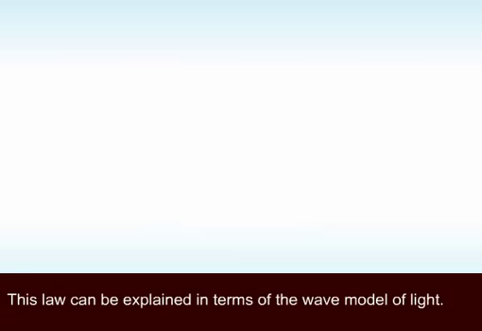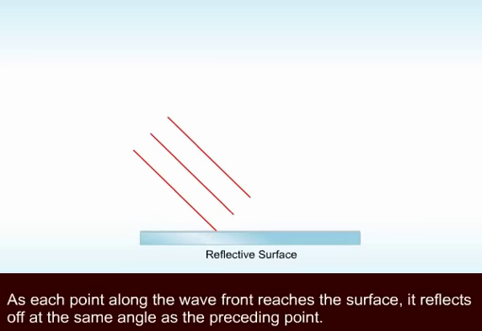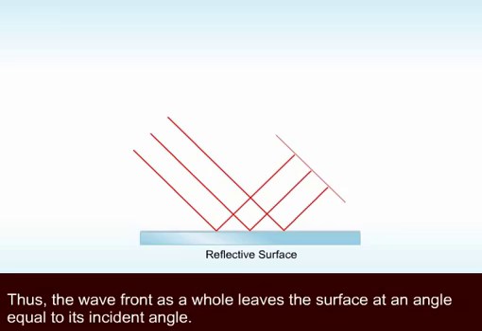This law can be explained in terms of the wave model of light. The animation above shows a wavefront of light approaching a reflective surface. As each point along the wavefront reaches the surface, it reflects off at the same angle as the preceding point. Because all points are traveling at the same speed, they all travel the same total distance in the same time. Thus, the wavefront as a whole leaves the surface at an angle equal to its incident angle.